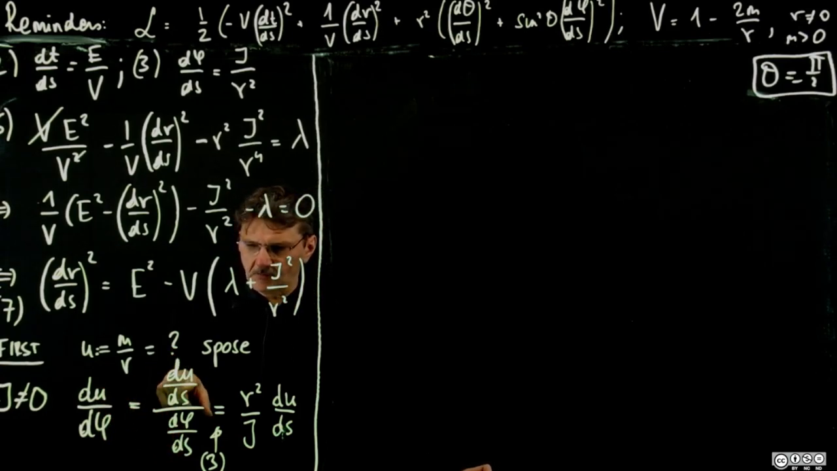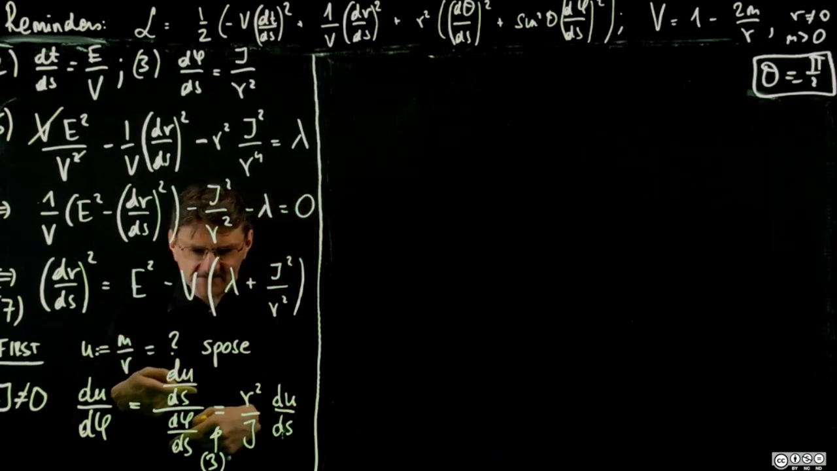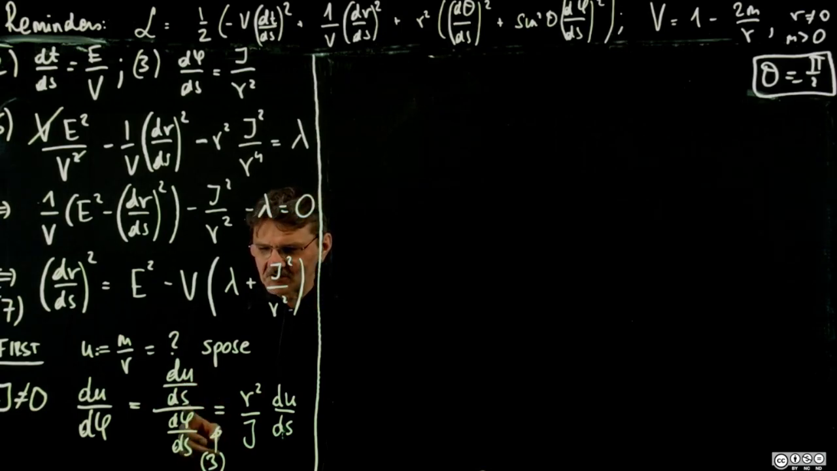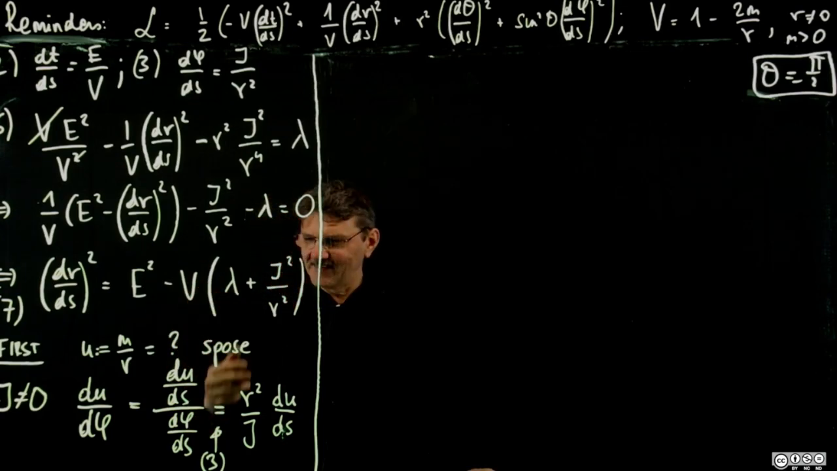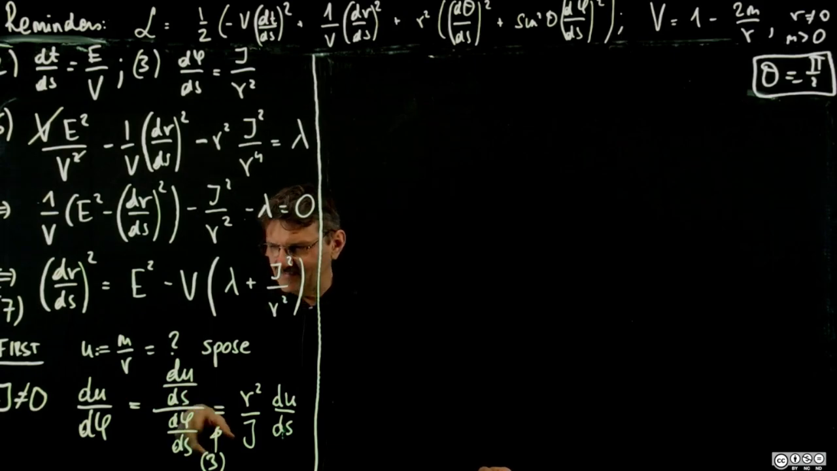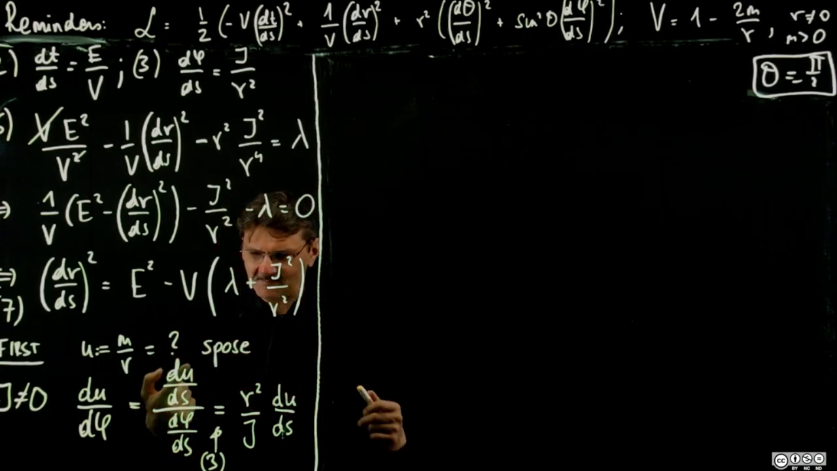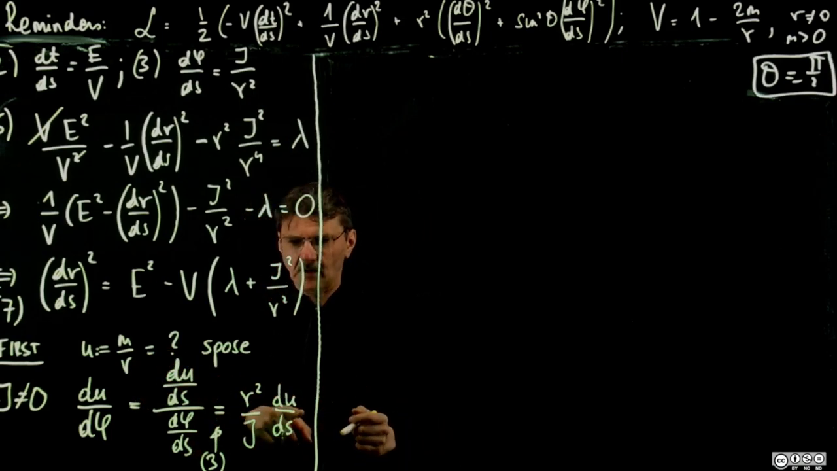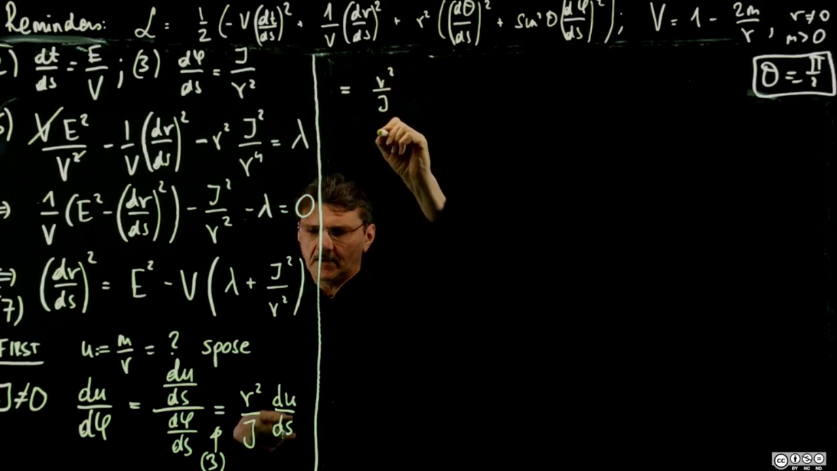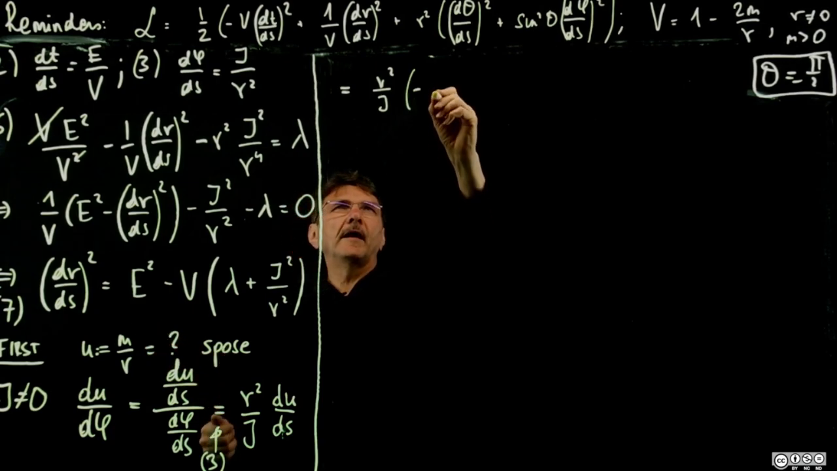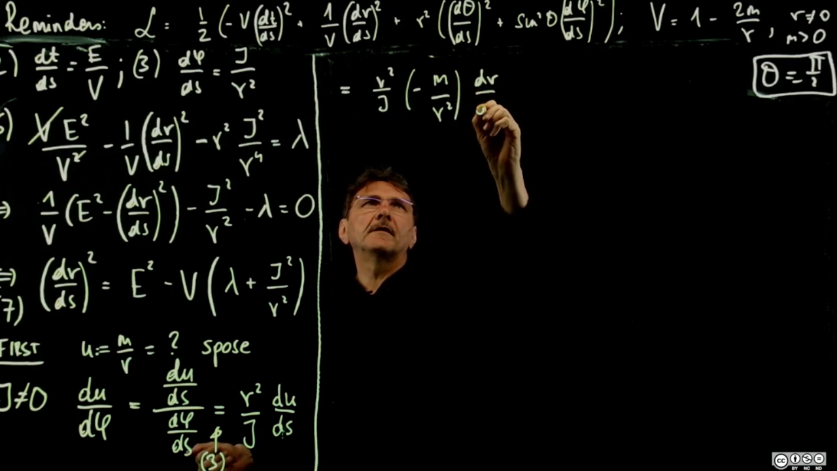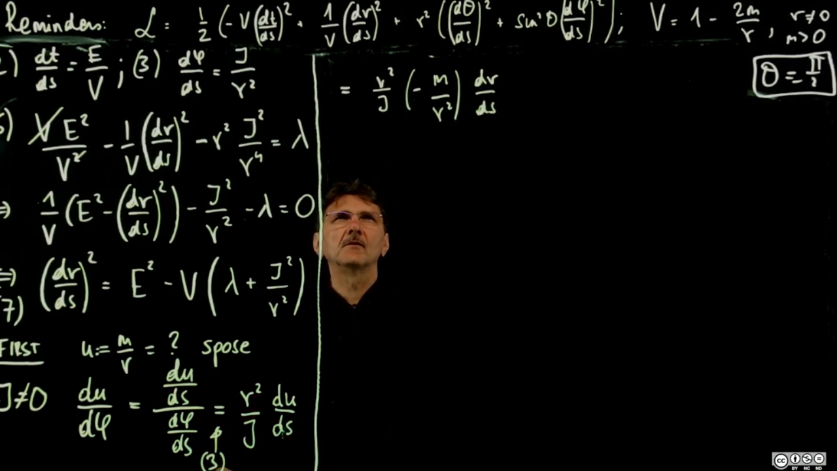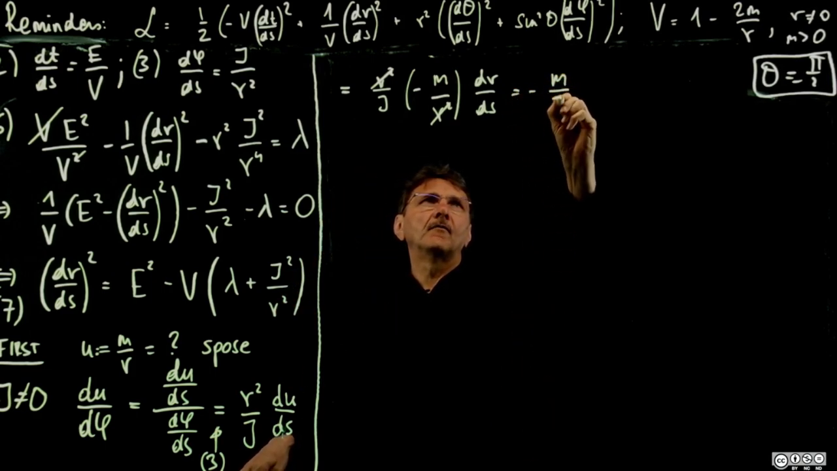Once again, d over d phi is d over ds, d phi over ds. You can think of this as a ds canceling out. I think that was probably the original derivation by one of our great fathers in mathematics of this kind of equations. Now we know better, but anyway, that's one way of thinking about it. You cancel the ds's and that's what you get. D phi over ds is j over r square, and now du over ds is m over r, so that's going to be r square over j and minus m over r square dr over ds. Just the chain rule. And of course, with the same trick as in the Newtonian case, we get an equation minus m over j dr over ds.